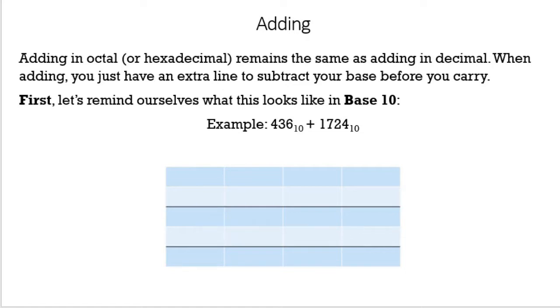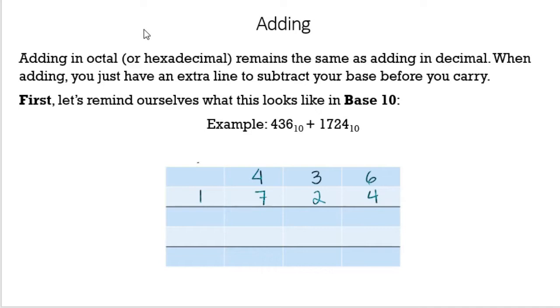It's the first thing that we do. If we're adding by hand, we're going to line up our two numbers, in this case 436 and 1724, so that all the place values add up. The thousands, the hundreds, the tens, and the ones. So we'll write 436 over top of 1724, making sure that the ones, the tens, the hundreds, and the thousands add up.